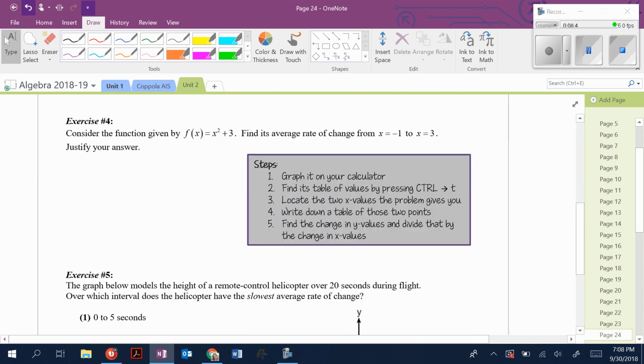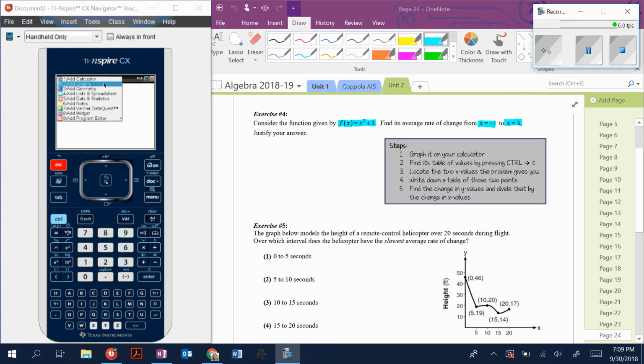All right, exercise 4. Here we go. We are given this function, okay, and we need to find the average rate of change between these 2 points. You know what? This is a perfect question for a calculator. Let's get the calculators out. Take yours out too. We'll have fun together using our calculators.